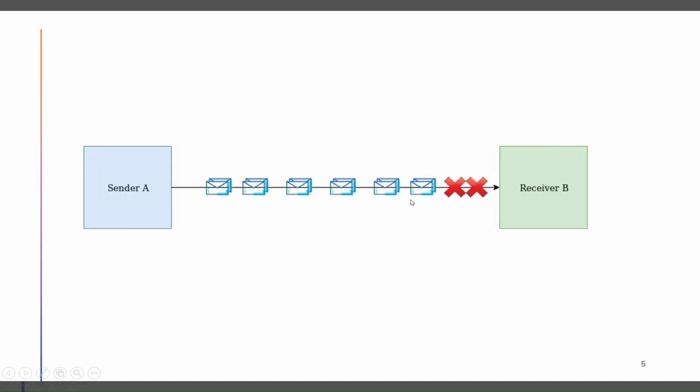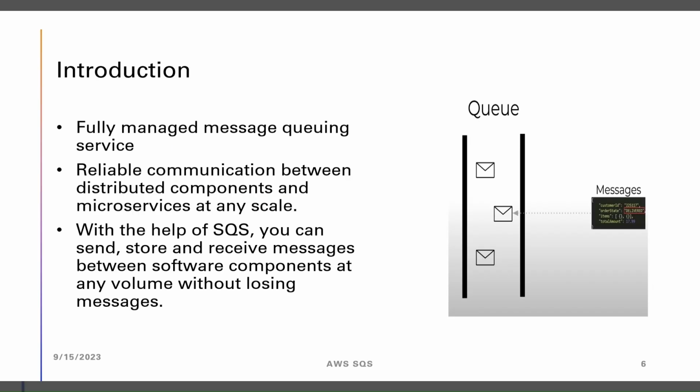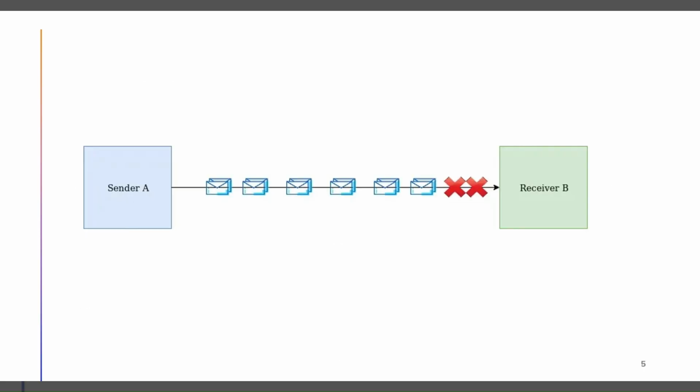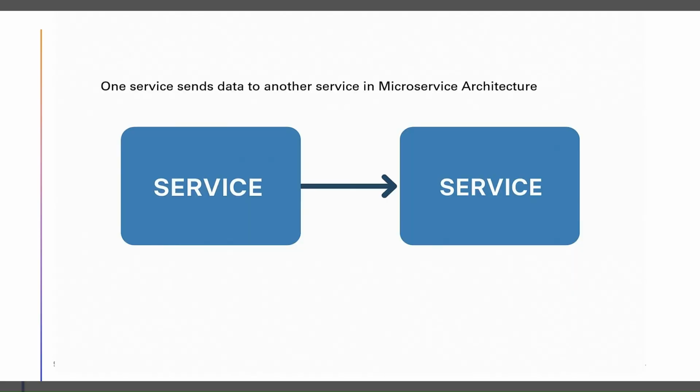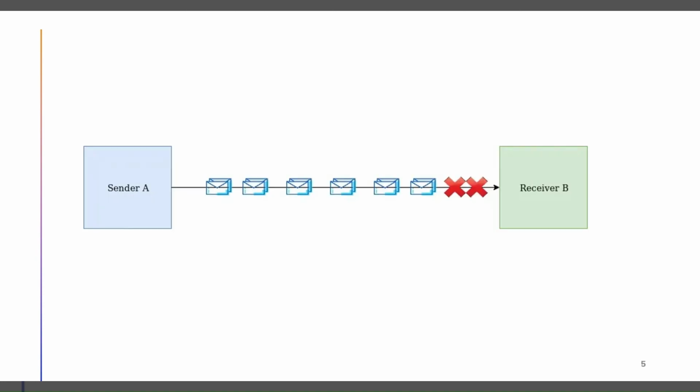So we needed a reliable way to send messages asynchronously without losing them and without depending on whether the receiver is alive at that moment. This is where message queue came into the picture, and AWS introduced SQS to solve this problem in a simple and scalable way.